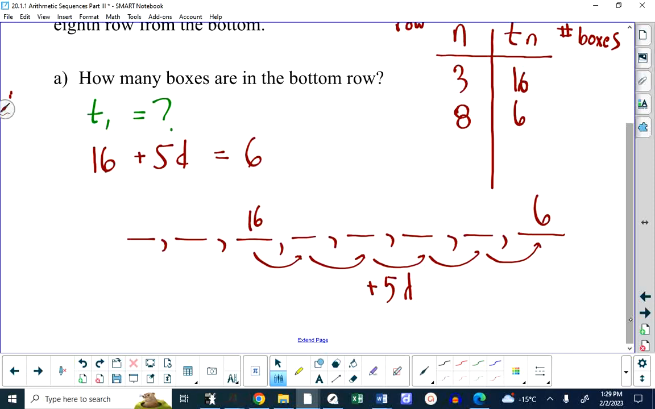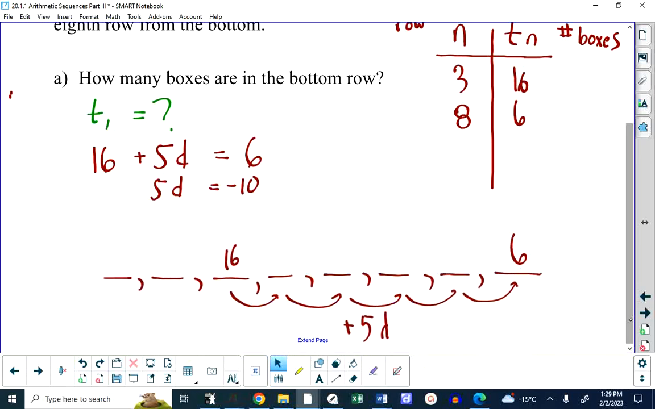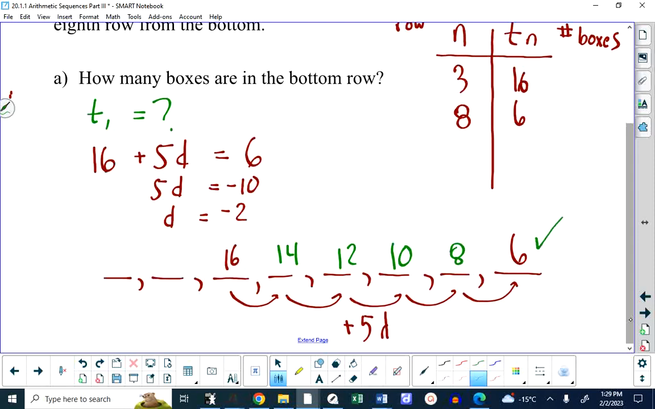Now, we have positive 5D on the left, so it makes sense to leave that alone, subtract 16 from both sides, and then divide the result by 5. And when I do that, I end up with 5D equals negative 10, and that gives me negative 2 for D. Let's see if that makes sense. We don't always have to do things algebraically. If I add negative 2 to 16, I get 14, then I get 12, then I get 10, then I get 8, jackpot, I get 6.